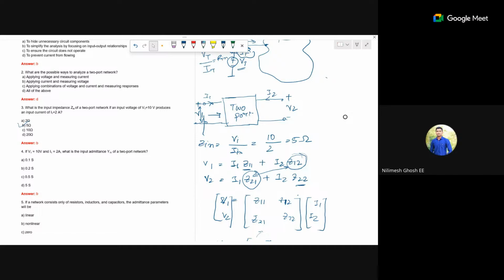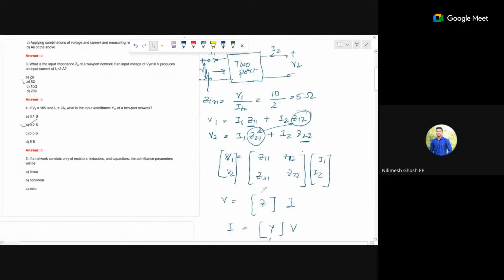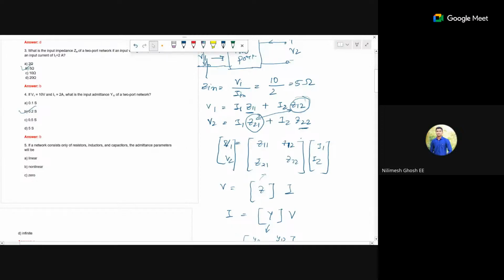So 0.2, obviously 0. So 2 by 10, that will be 0.2. For finding the admittance, you have to do current by voltage. For impedance, it is voltage by current. Simple.